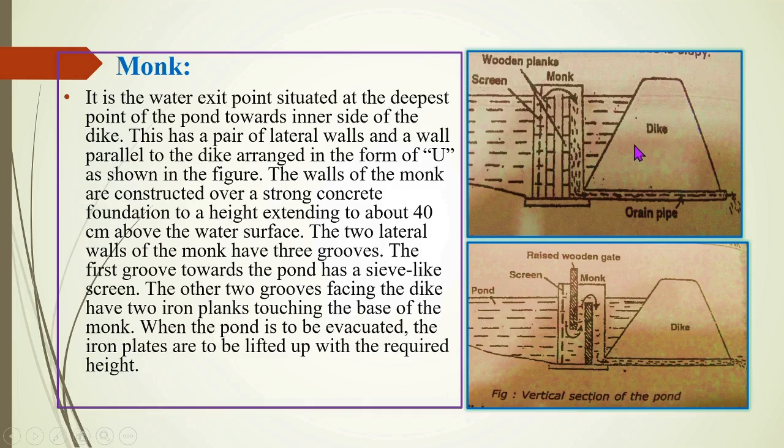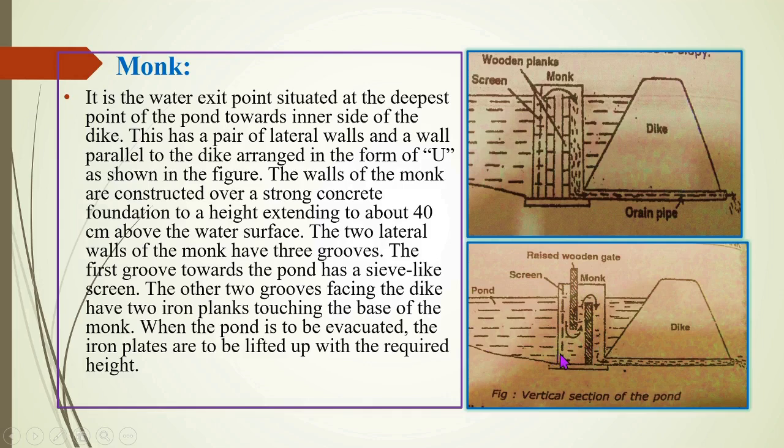So this is the dike here. Towards the inner side, the monk is constructed. The monk has three grooves. This is one groove here, this is the second groove, and this is the third groove. So again, see here, this is the dike, and towards the inner side the monk is constructed with three grooves.